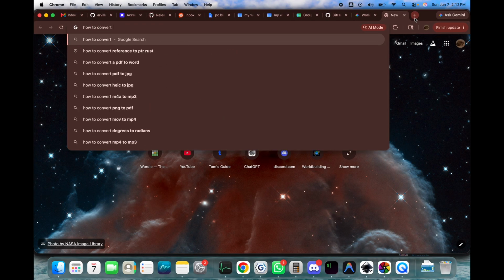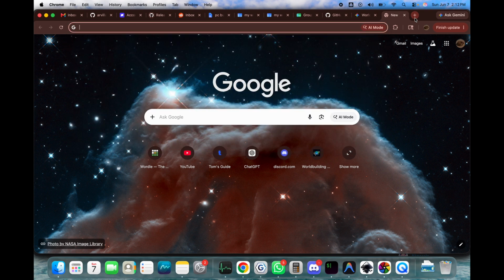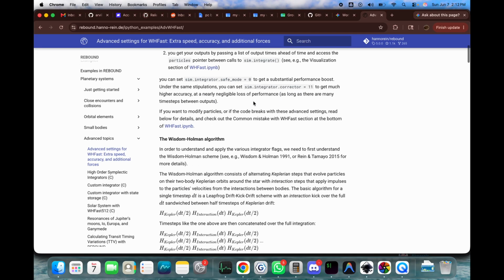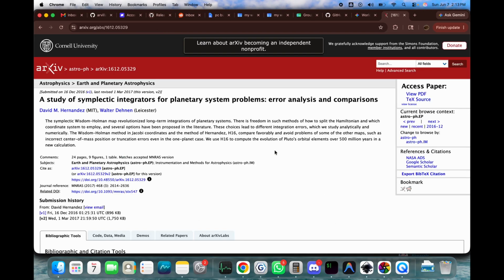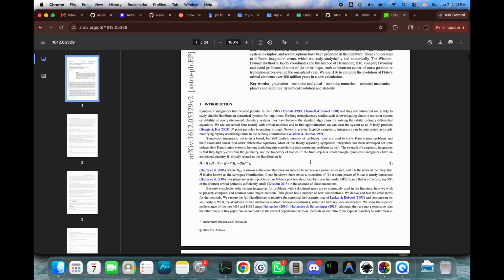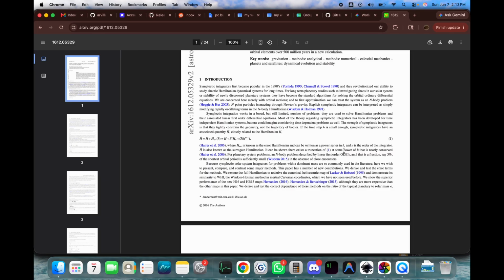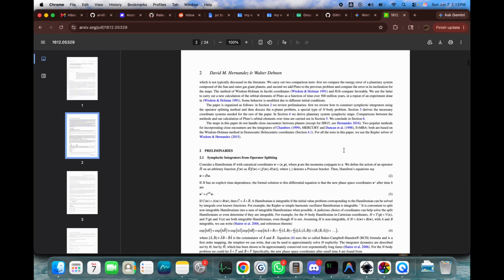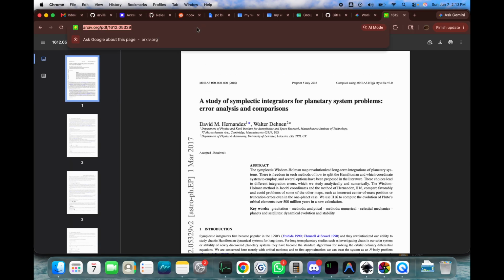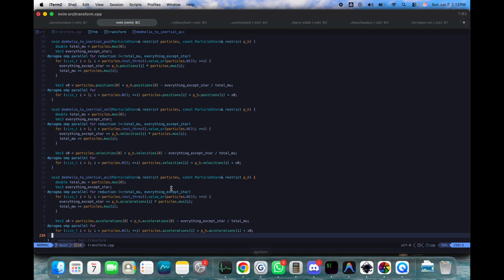First off, how to convert WHDS coordinates. Why do you need that? I don't want to. Okay, let's see if I can go directly to the paper and view the PDF. Okay, here we go. If the time step H is small enough, the error Hamiltonian... Oh, come on, I just want the conversion. You know, Gemini, please summarize.